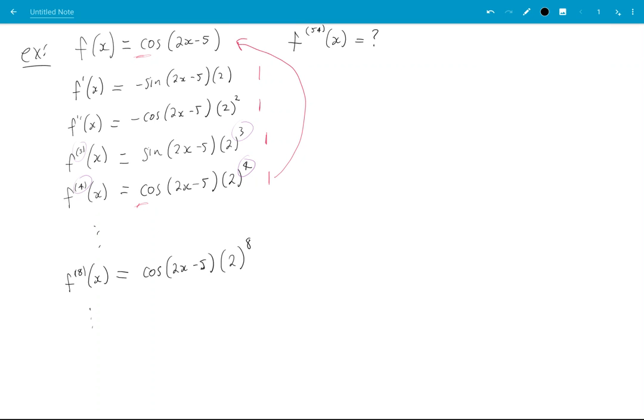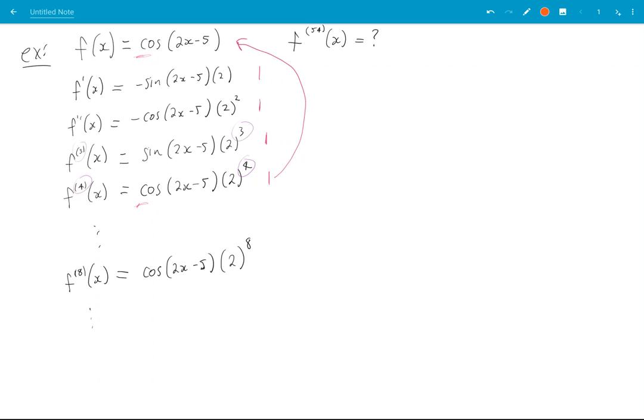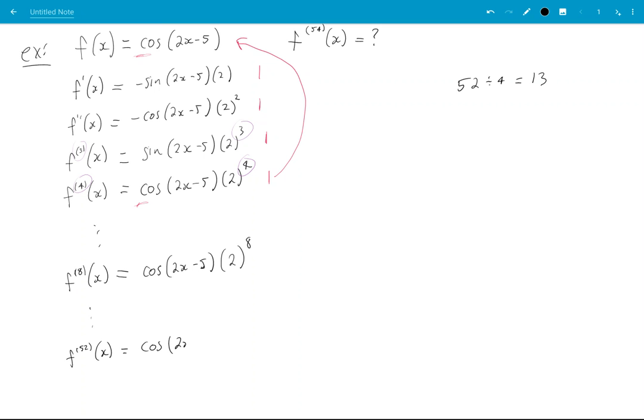Now, what does that mean? Well, it's a cycle, we say. And the length of the cycle is 4. So where's 54? 54 is not divisible by 4, but 52 is. 52 divided by 4 is what, 13? Yep. So what does that tell me? F to the 52 of x is going to be plus cosine again, and then 2 to the power of 52.